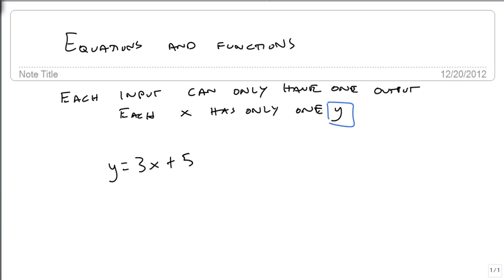What about y equals 3x plus 5? If we look at this carefully, no matter what x we put in, we're only going to get one y out. When we multiply a number by a number, we only get one number. When we add a number to a number, we only get one number. So this is a function because each y comes from an x, and each x leads to only one y. No matter what I put in, I always get a specific value out.